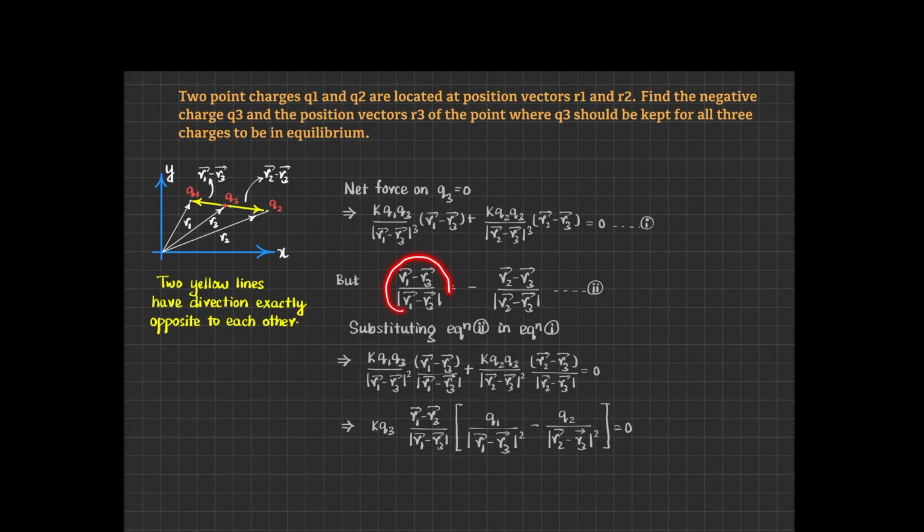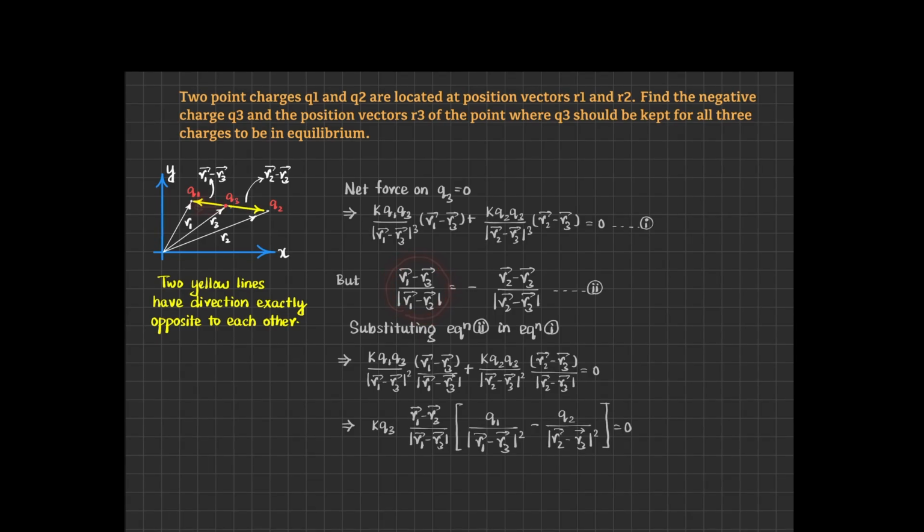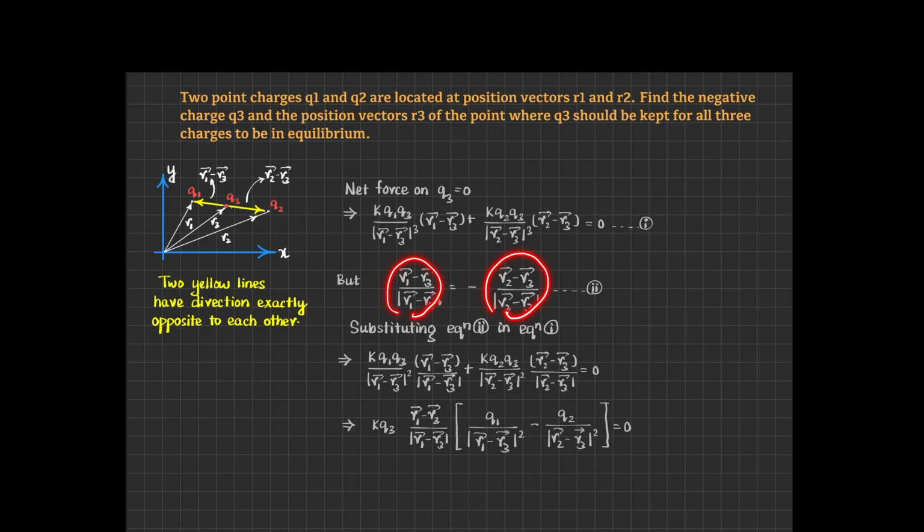So this vector here, r1 minus r3 by |r1 minus r3|, gives us the unit vector towards q1. This gives us the unit vector towards q3. That's why we have put the minus sign. They are of opposite direction. Unit vector means their magnitude will be 1 anyway, but their direction should be opposite. That's why we have put the minus sign here.